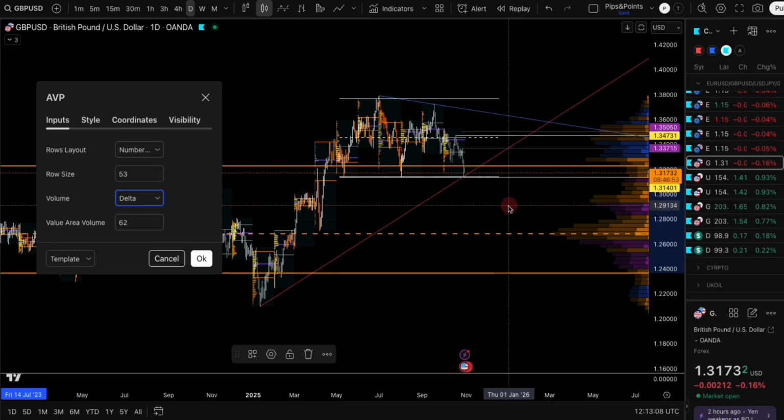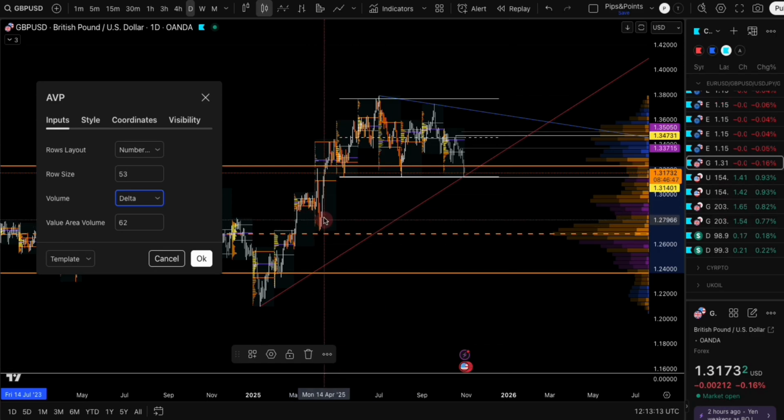And at this level right here, we have a group of buyers, passive buyers, aggressive buyers. They could have got in here or they could be waiting over here, okay? Either way, they're in the game right now. So that's one way of looking at the volume profile. So let me put it back to total because I prefer that view, okay?